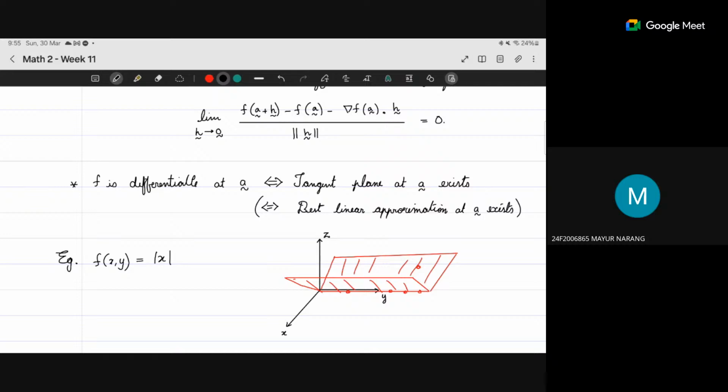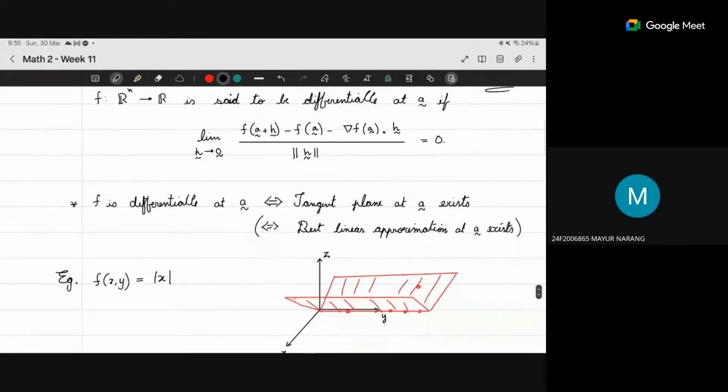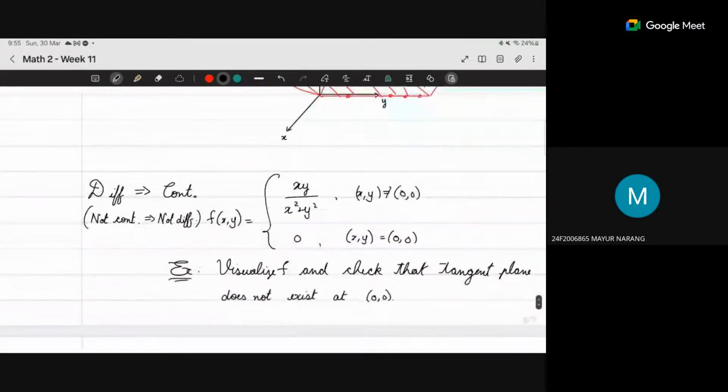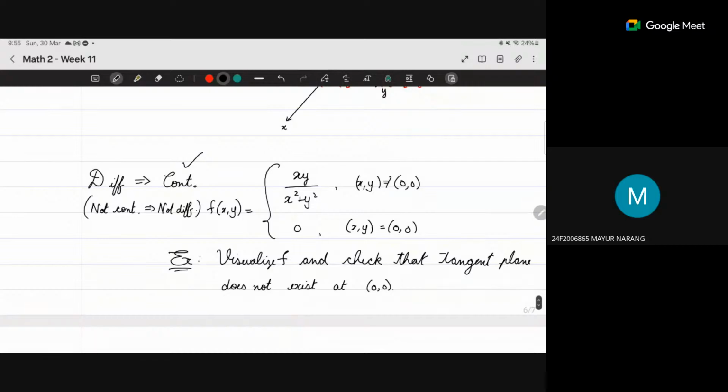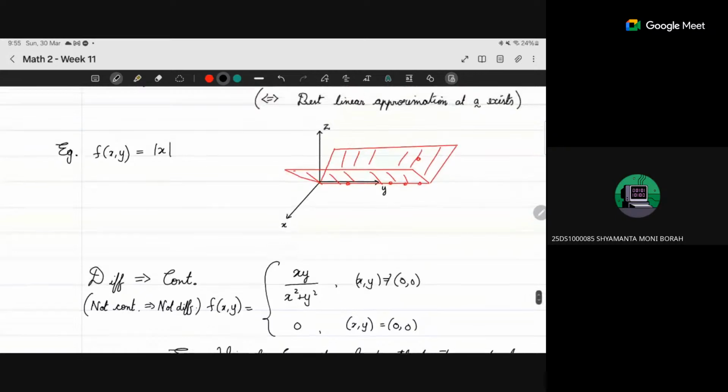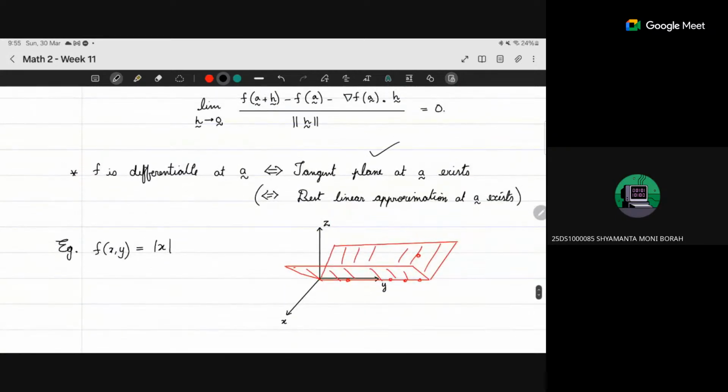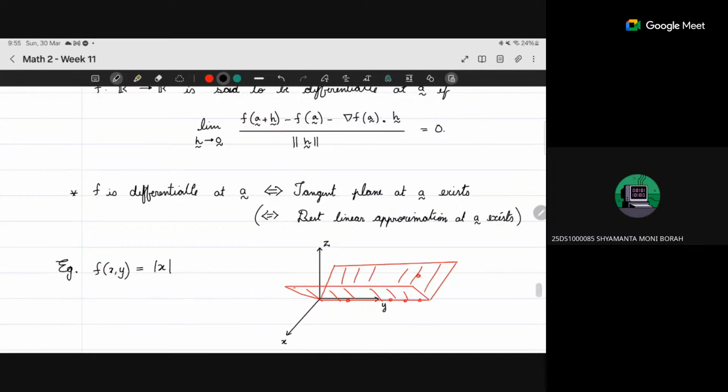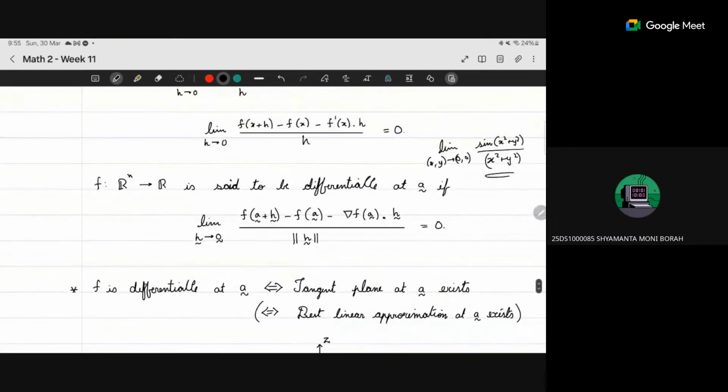There you have to use some sufficient conditions. So, for example, continuity is a necessary condition for differentiability. Tangent planarity existing is an equivalent condition. For continuity, if we immediately find the limit is not equal or does not exist, then at that point we can say that it's not differentiable.